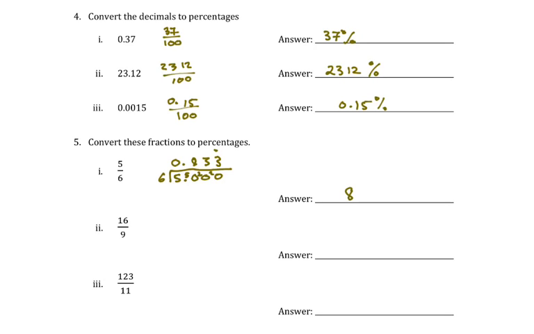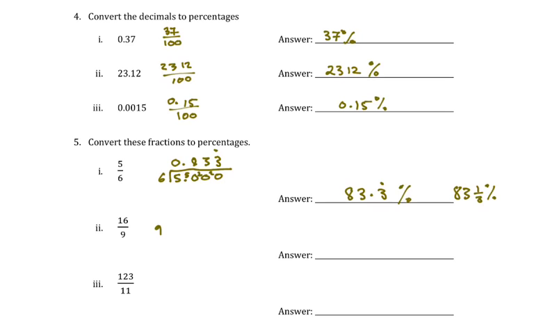0.833 recurring as a percentage is going to be 83.3 recurring percent. And not 83.3%, it must be 3 recurring percent. You might also write this as 83 1/3%, since that's what it is. Okay, the next one, 16 ninths.